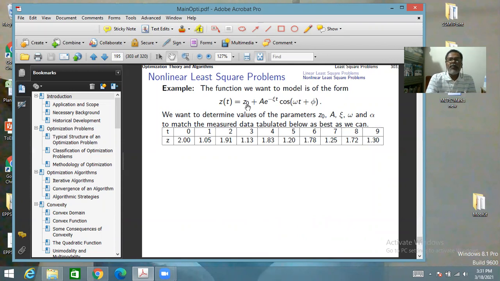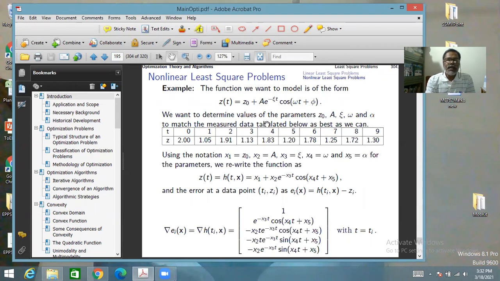In which z0, a, xi, omega, phi are the parameters we want to determine. For that, we have collected experimental data, t and z. Ten values to determine 5 parameters, which is all right. Twenty would be better.